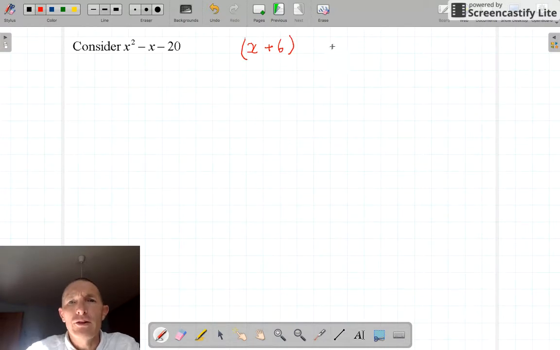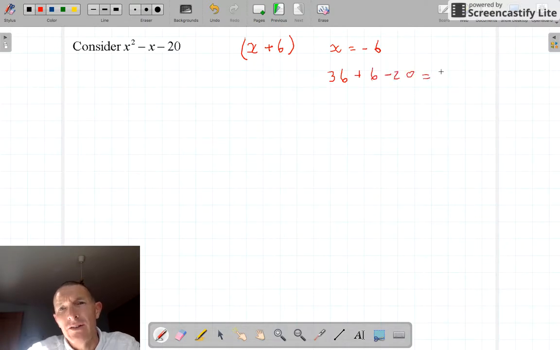But before I do that, I'm going to actually make x equal to minus 6, rather. So the opposite of what I've got in here. So this bracket comes out as 0. And I'm going to put minus 6 into here, and I get 36 minus 6 is plus 6. And then I take away 20, and it equals 22. So I'm just going to keep that on the side here, and I'm going to do the synthetic division.